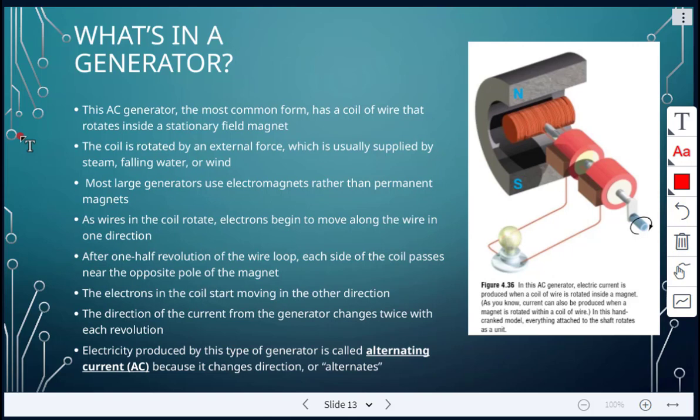Most larger generators use electromagnets rather than permanent magnets. So this wire in the coil rotates and electrons will start to move along the wire in one direction. After half a revolution of the wire loop, each side of the coil passes near the opposite pole of the magnet. Electrons in the coil will start moving in the other direction. The direction of the current from the generator changes twice with each revolution, and this is why it's called an alternating current, because it changes direction, or alternates.